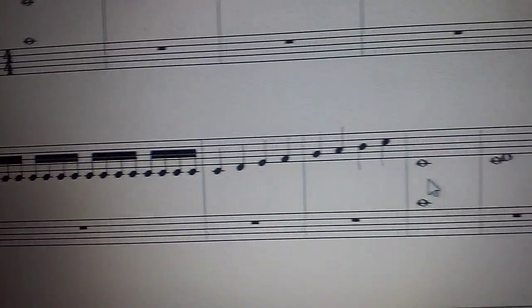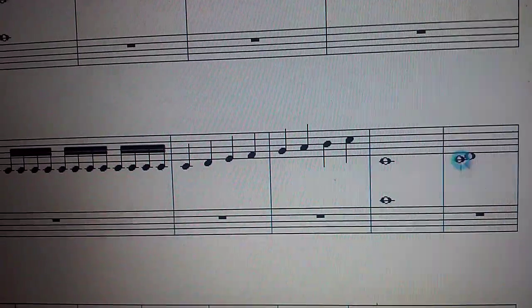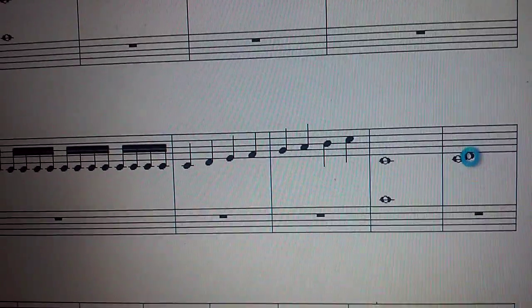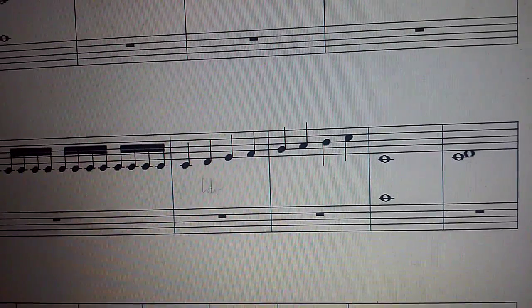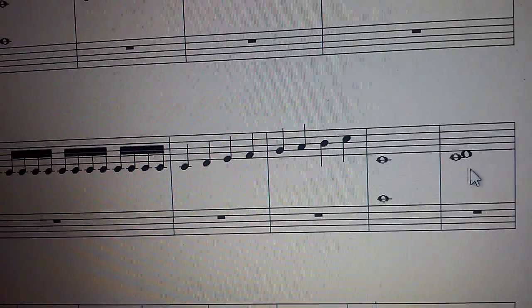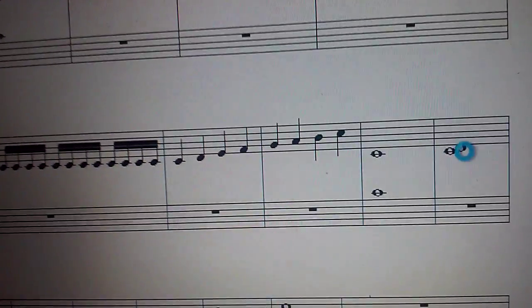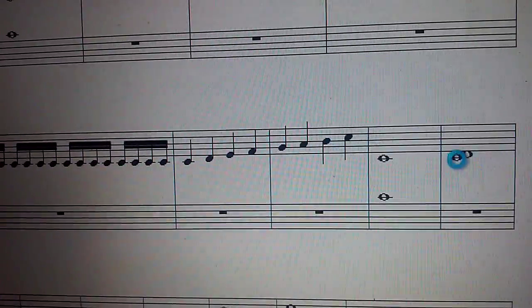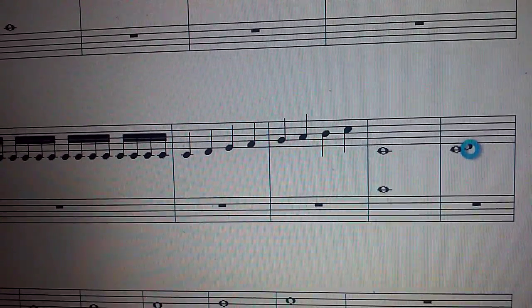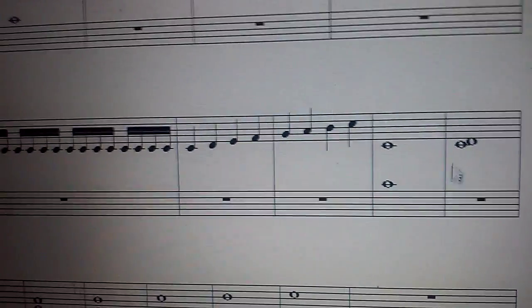Moving on, you have the first and second scale degree. Since we're basing all of our intervals off the first scale degree, we're going to name them for the second one. So, this will be called a second. You have a first and a second scale degree, so it's called a second.